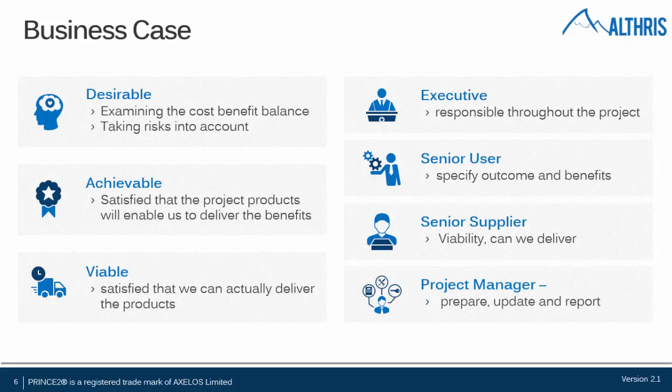The senior user is there to make sure that, yes, by implementing the outcomes, we can do it. The new sales process, he's a senior user. We can take the outputs and turn them into outcomes. We can achieve the project. And the senior supplier is viability. And that's really saying, can we deliver the products? Can we get the products out there? Can we do it at a cost-effective level?